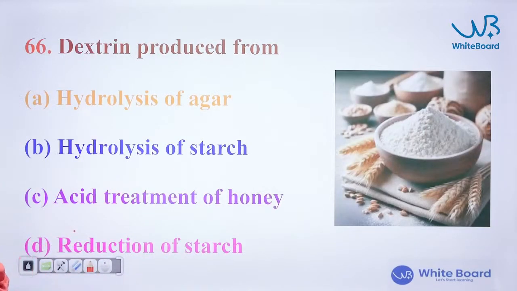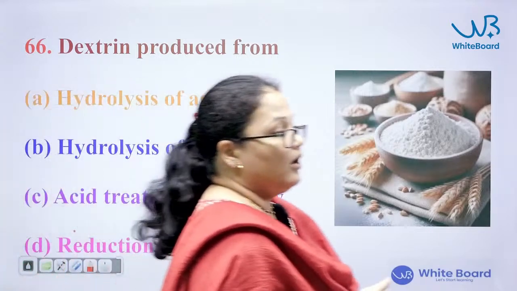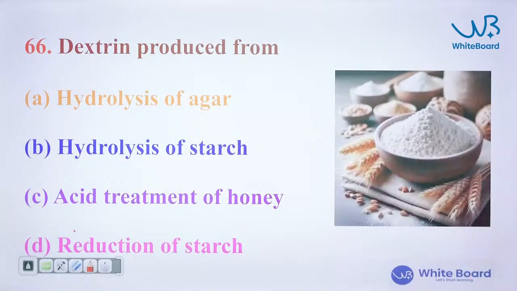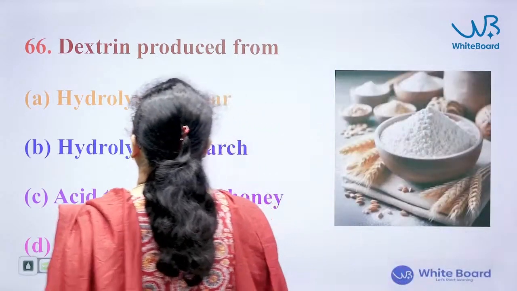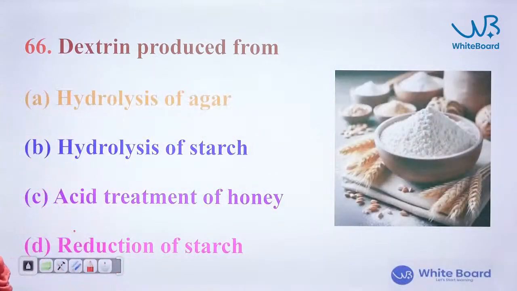Next question. Dextrin is produced from, okay. So, hydrolysis of agar, hydrolysis of starch, acid treatment of honey and reduction of starch. So, the correct one is the reduction of starch.